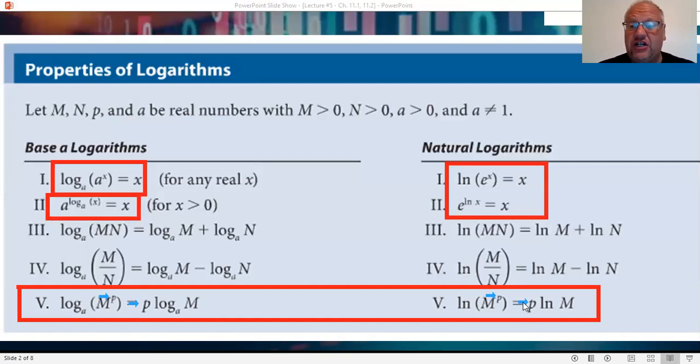Then the last batch of important properties we want to talk about are the multiplication and the division cases. Take a look here at the way this one works. Here I have the product mn. See it? So we write the log of m and the log of n. Now notice what we're using here. We're using plus.